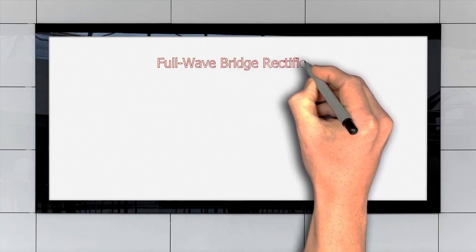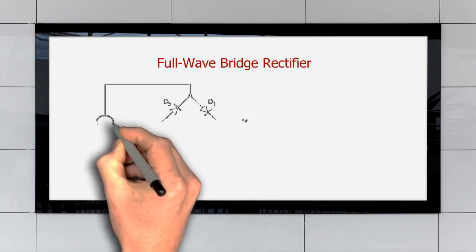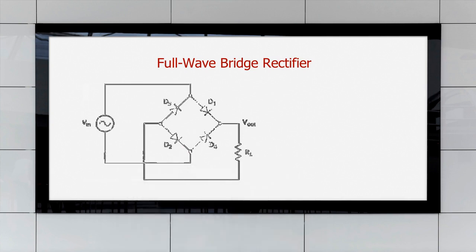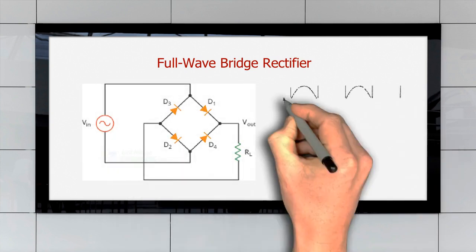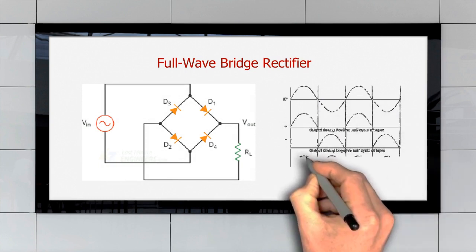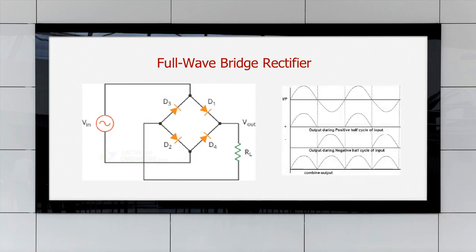Now coming to the full wave bridge rectifier. Here we can see this circuit, and this circuit comprises 4 diodes. All the 4 diodes are again arranged in such a way that the current can flow in only one direction. Now how does this circuit work?